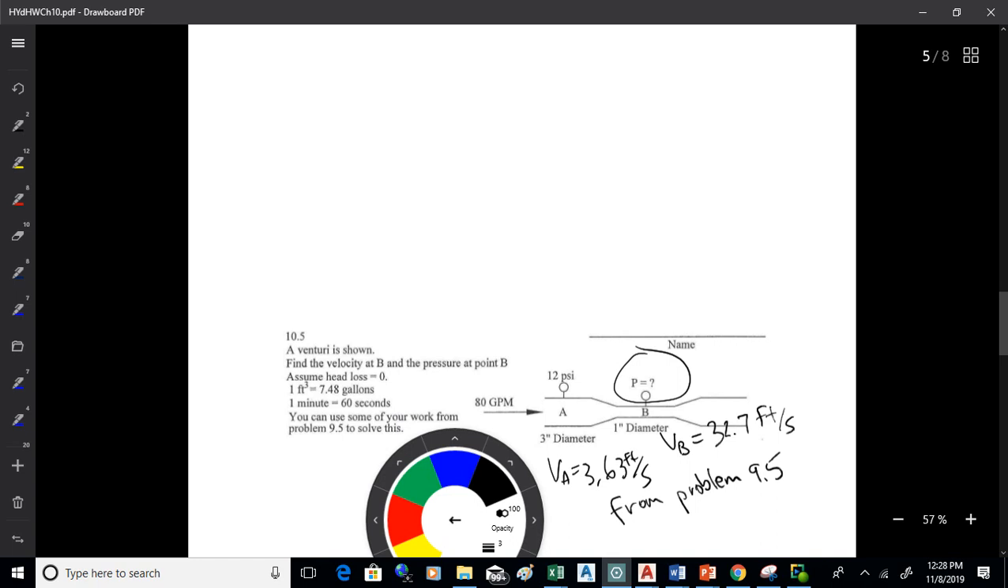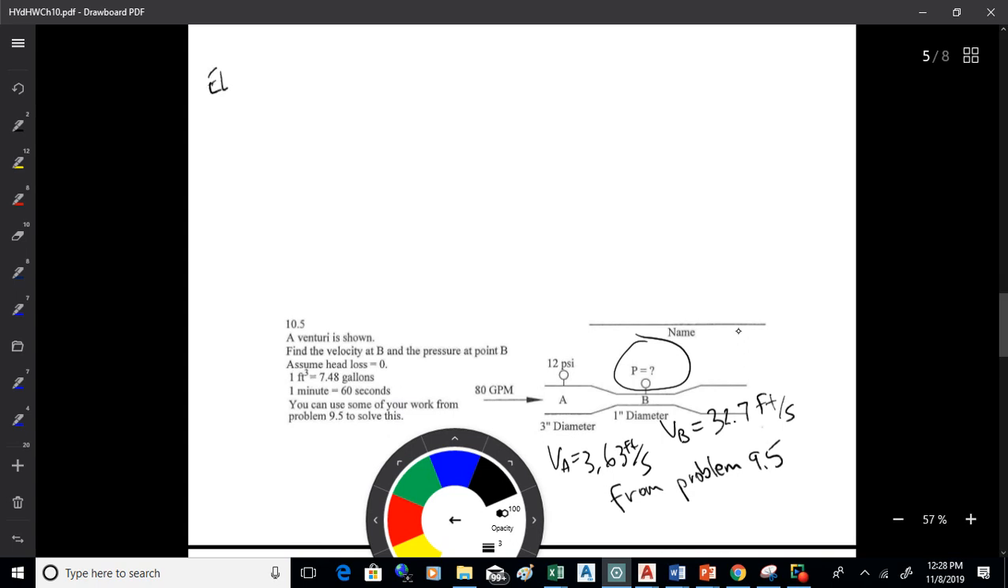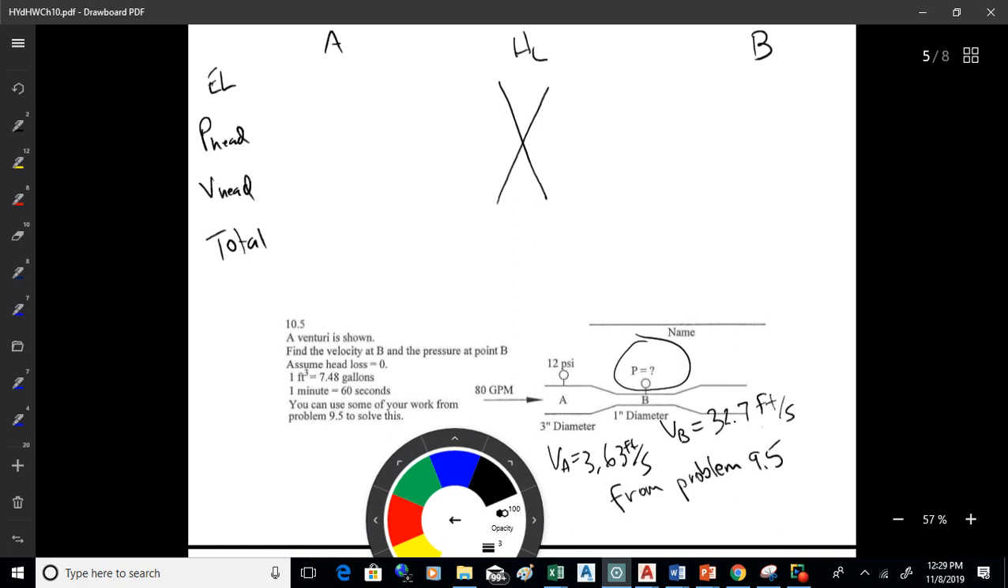Okay. Now, once again, you want to do a table. So what you have on the table is elevation, pressure head, velocity head, and the total. And you want to do A and B, and then you want the head loss in between. So that's what you're setting up for that. So what's going on there is there's no elevation change, so you can just call both elevations 0.